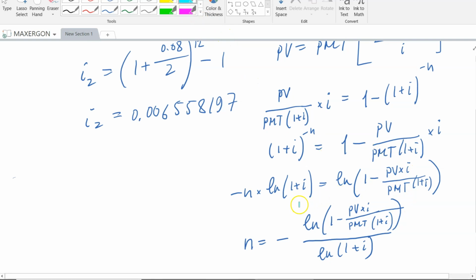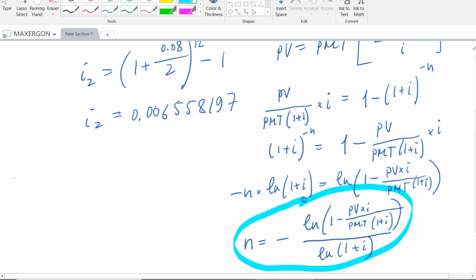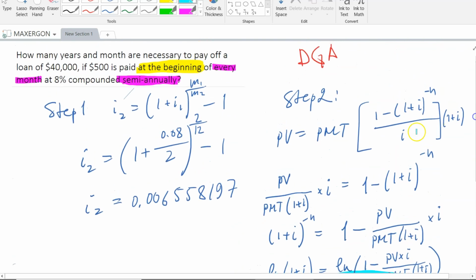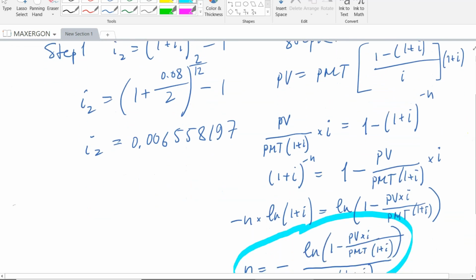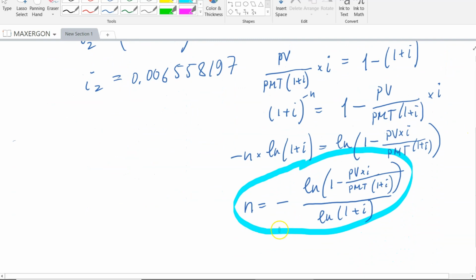This is the formula for number of payments given present value and given due annuity. This formula can be readily given to you in a formula sheet, or you can simply remember this formula. But if you don't have access to a formula sheet, or if you don't remember, but if you know some algebra, you can receive this formula from the original formula for due annuity. Now we are ready to use this formula to compute n.